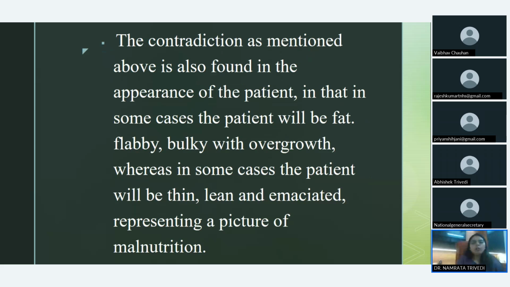Now, we can also see the contradiction in the constitution, in the appearance of the patient. Some patients are very flabby, bulky with overgrowth, and on another hand, the patient is very thin, lean, emaciated, like a picture of malnutrition, marasmus. So carcinosin is given to patients who are very flabby, bulky, and overgrown, and also to patients who are malnourished, thin, lean, and emaciated.